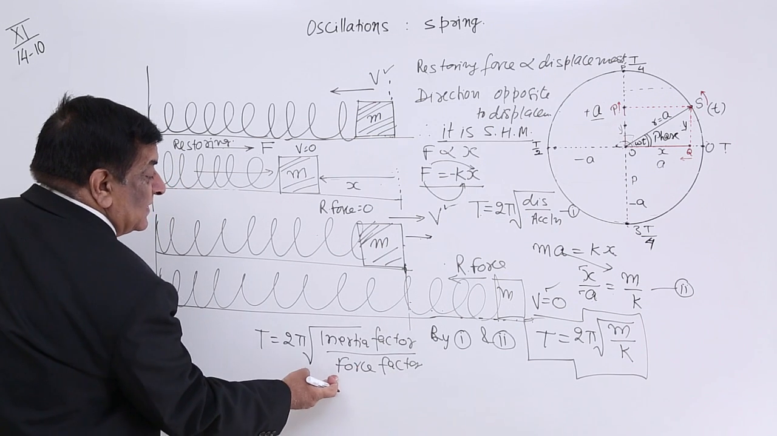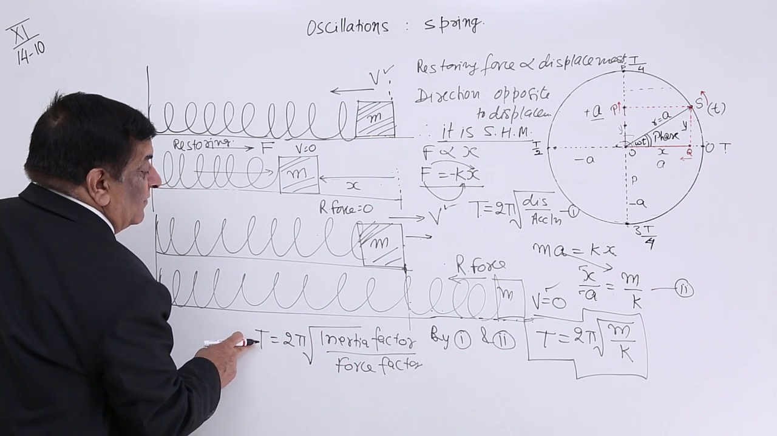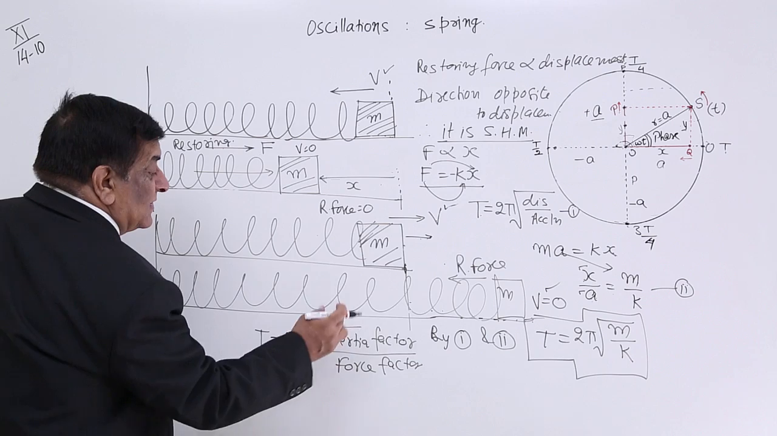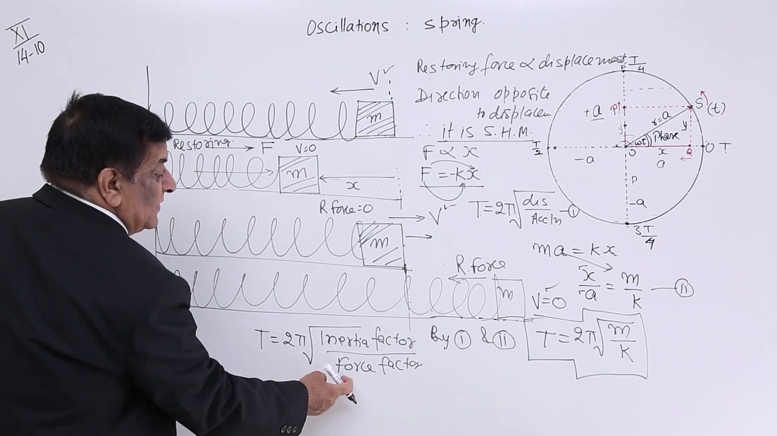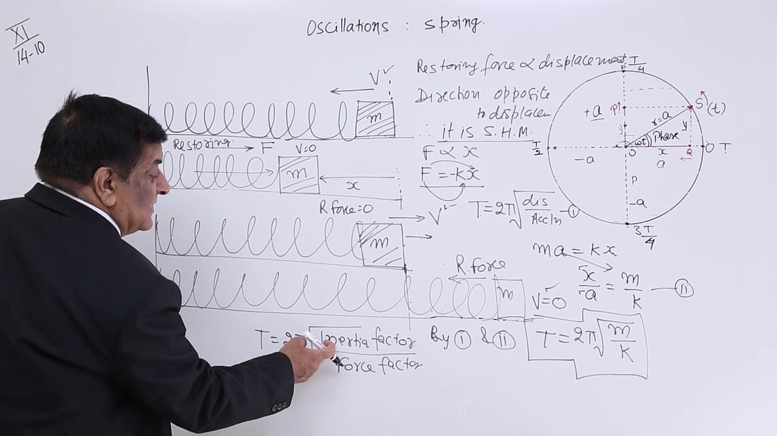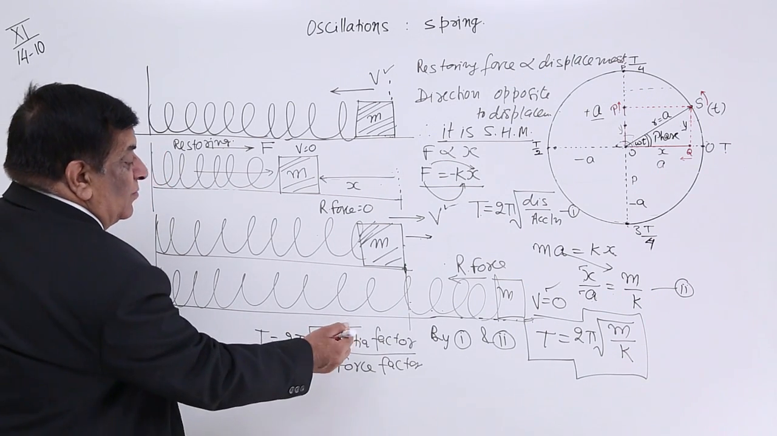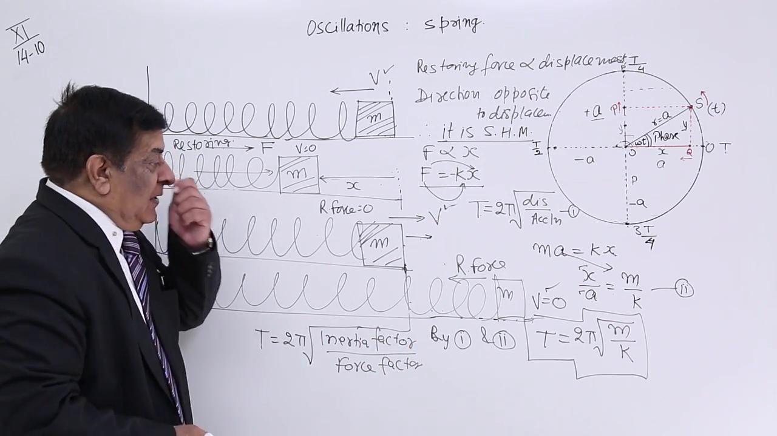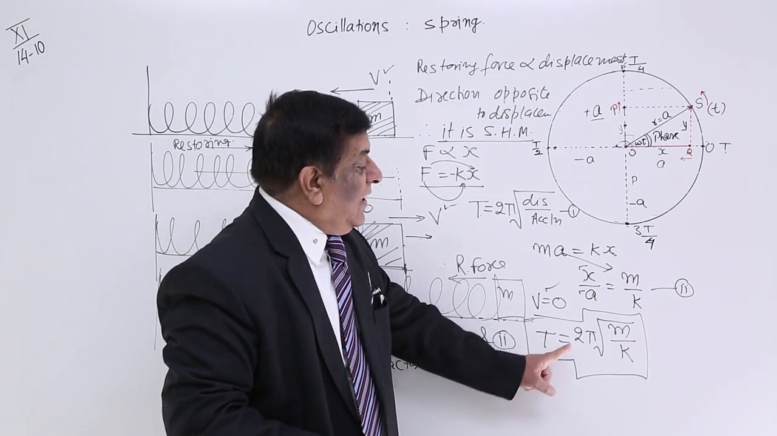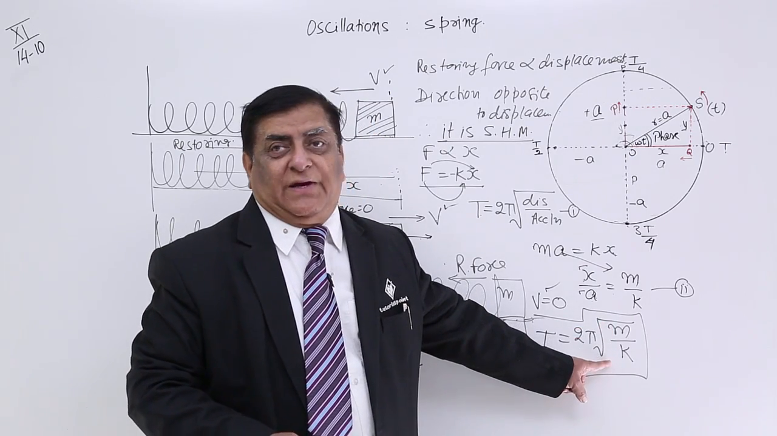If the force factor is very strong, the time period will be less. If the inertia factor is very large, the time period will be more. With this, time period less; with this increasing, time period will be more. And that is amply clear here. So in the case of a spring, we get this time period formula: inertia factor over force factor.